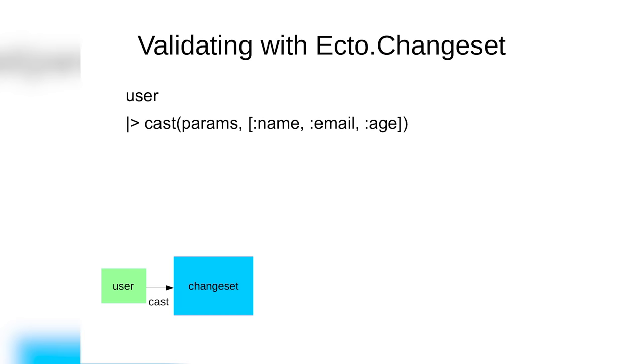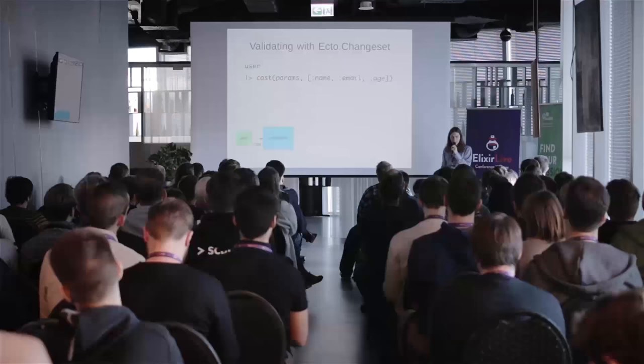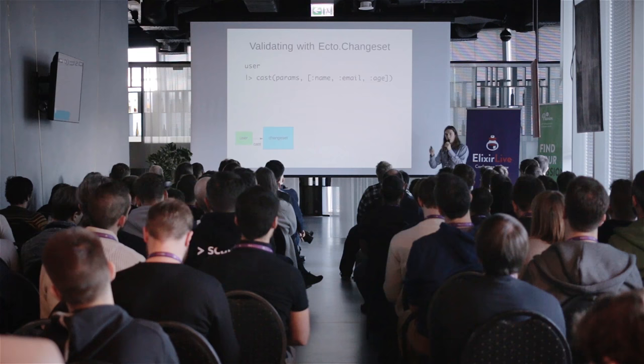Firstly, we take our user from the database and we use the cast function on it. So this takes the user as a first argument, then the parameters that we want to change, and a list of fields that we are going to validate. And we can see that this cast function returns a changeset, and from now on, everything that we do will take a changeset as a first argument and return a changeset.